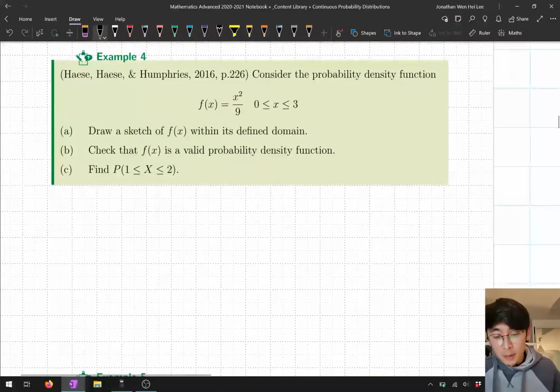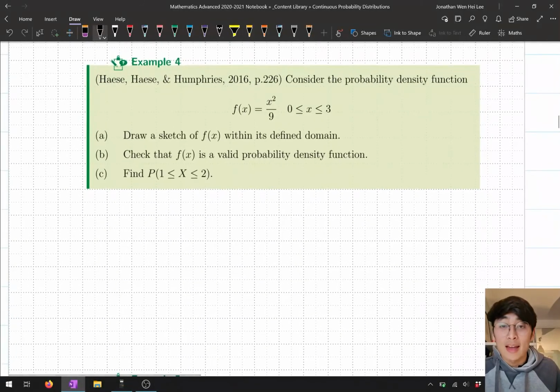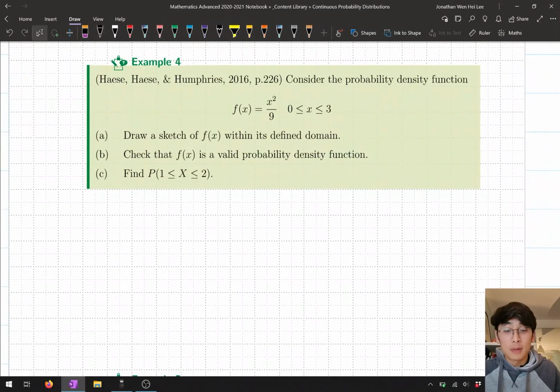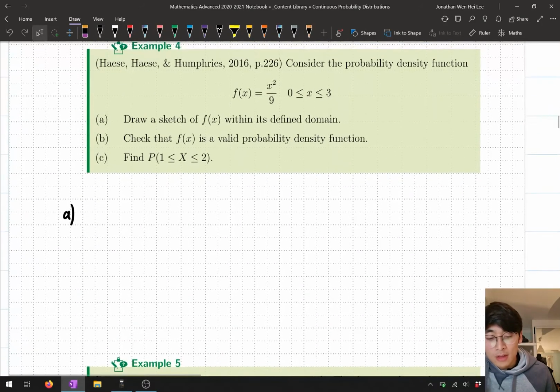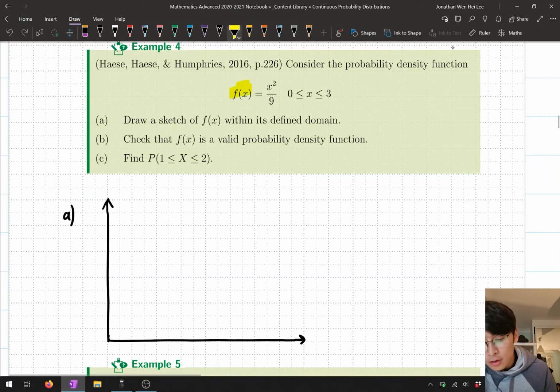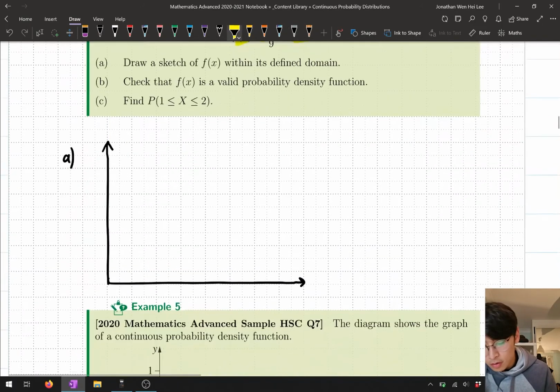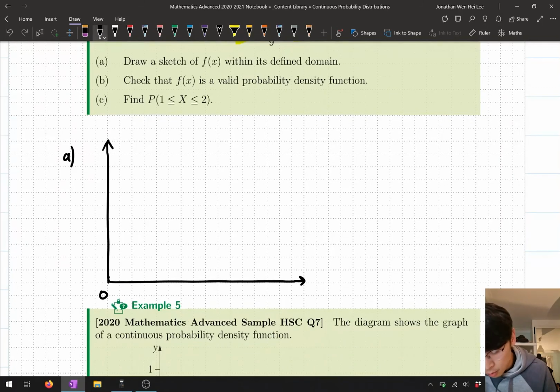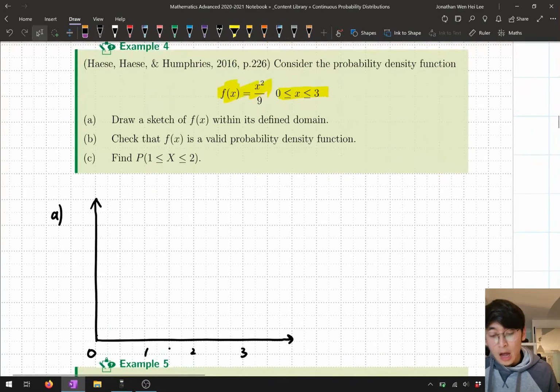So first one, consider the probability density function f of x equals x squared over 9 for x between these values here. Part A, draw a sketch of f of x within the defined domain. So I just want to draw a graph of this particular function on the domain 0 to 3. So I'm going to draw from 0 to 3. So 0, 1, 2, actually let me spread this out a bit. 1, 2, 3.